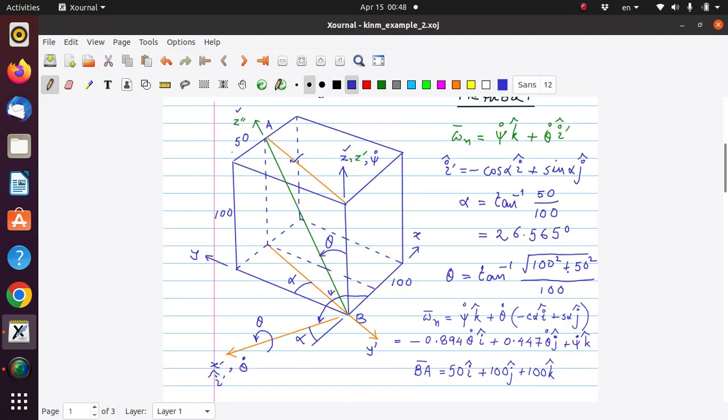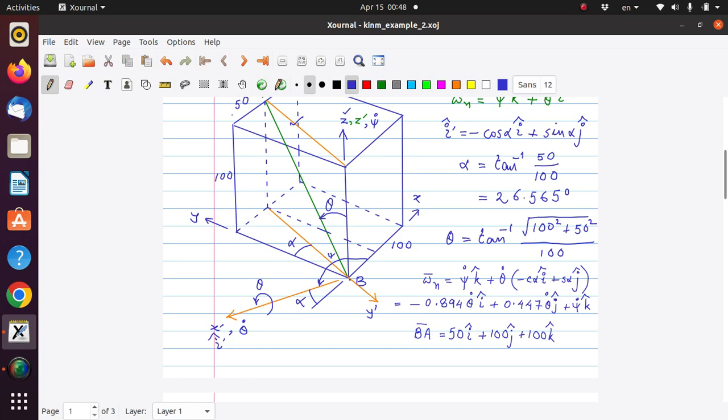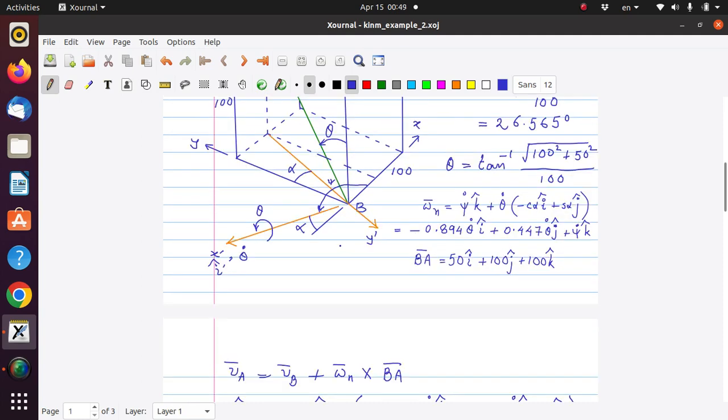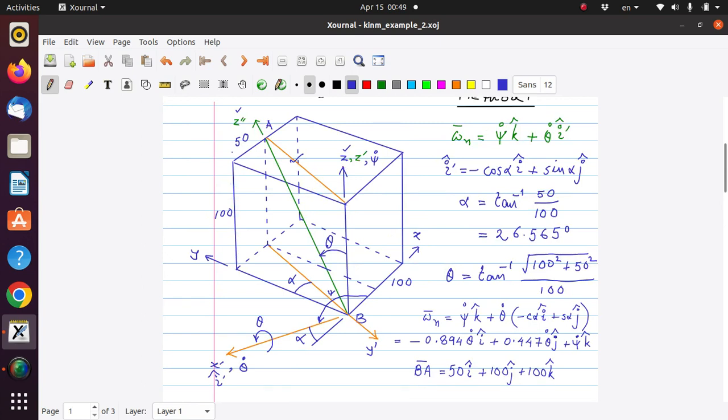and BA is from here to here, so this is 50I plus 100K plus 100J. So BA is this is 100J, this is 100K plus 50I. So now what is the velocity of VA? The velocity of VA is VB plus omega of the link cross BA.